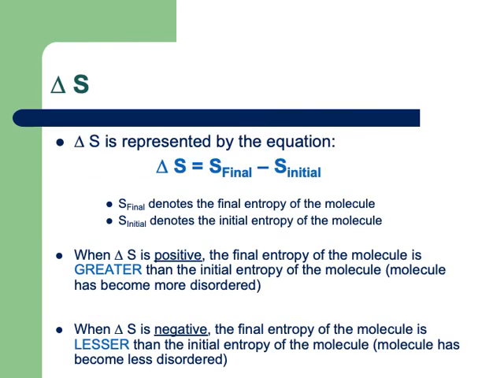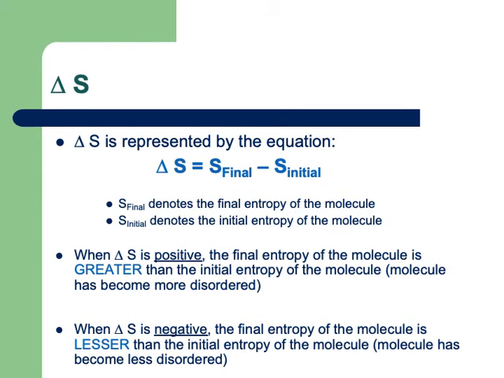To calculate the change in entropy, we can represent it with this equation. The change in S, or entropy, equals the final entropy of the molecule minus the initial entropy of the molecule. So when the delta S is positive, the final entropy of the molecule is greater than the initial entropy of the molecule. So that molecule is becoming more disordered. When the delta S is negative, the final entropy of the molecule is lesser than the initial entropy of the molecule. So the molecule has become less disordered.